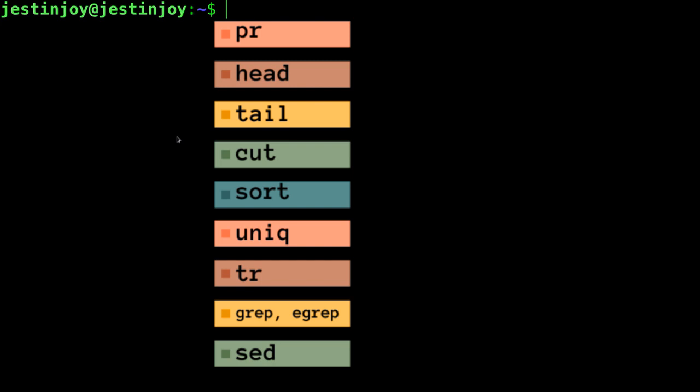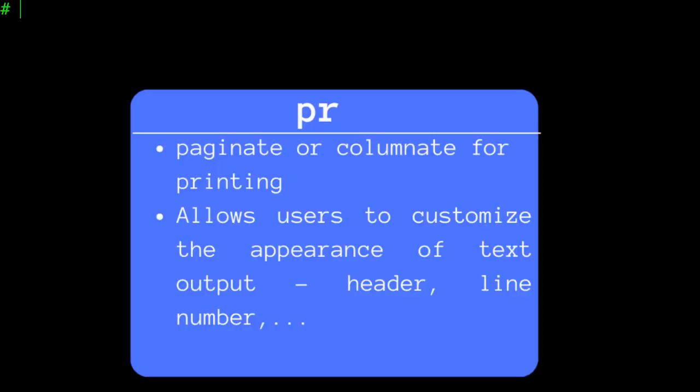In this unit, we will be seeing the following filter commands: PR, head, tail, cut, sort, unique, tr, sed, and regular expression commands grep and egrep. Next we will be seeing the PR command. PR command shows the text file contents in a page wise or a column wise fashion. We will see it with the help of an example.